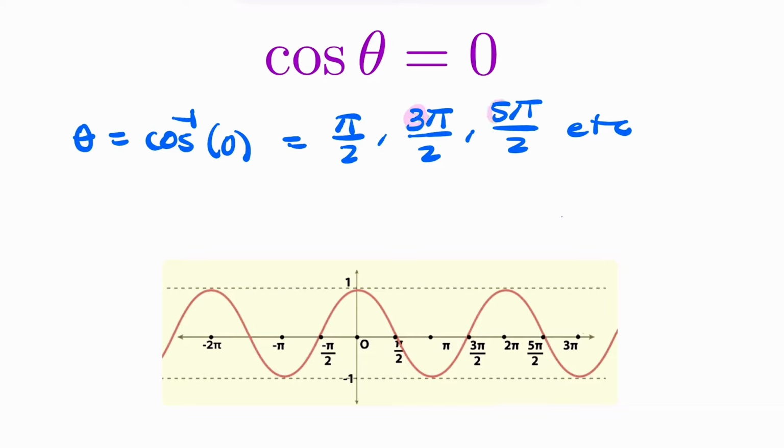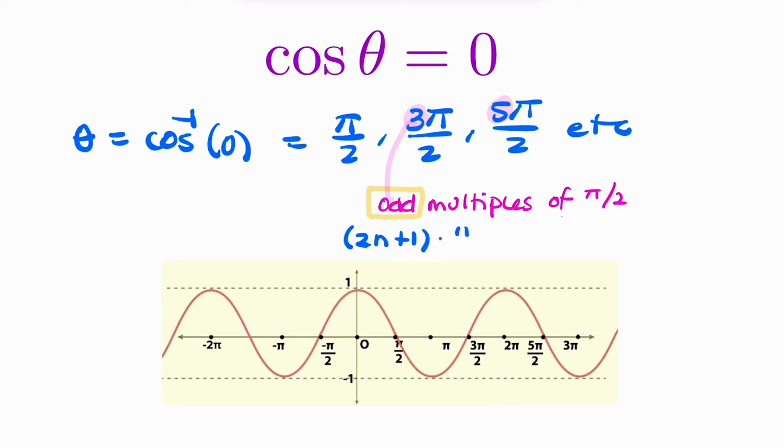But if you recognize that these are odd multiples, we write that out as odd multiples of pi over 2, and you recognize that anything that's odd can be written as 2n plus 1. So it's 2n plus 1 times pi over 2. Why 2n plus 1? Because if n is an integer, then twice the integer will be even, and if you add 1, that makes it odd.